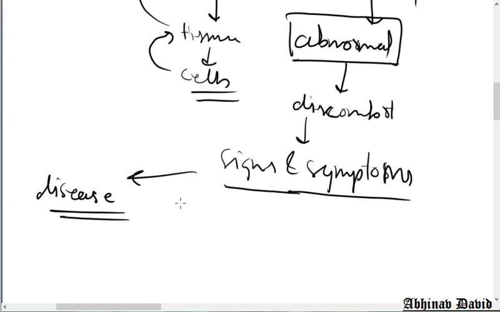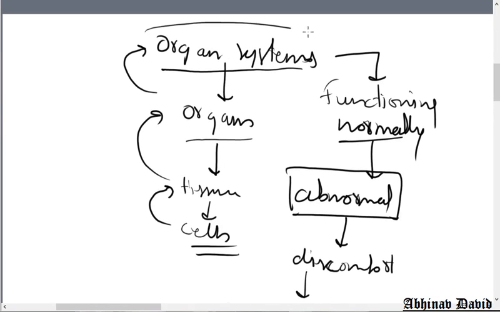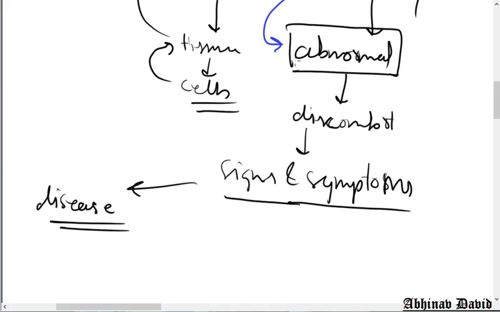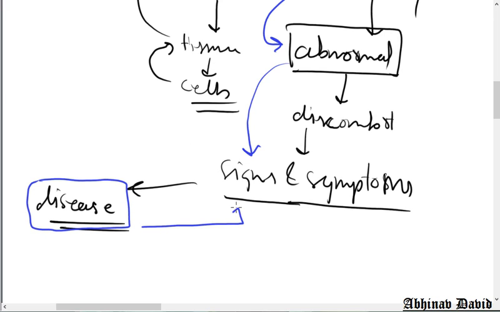Let me explain once more. We have different organs and organ systems in our body doing normal functioning, and when there is a problem the normal functioning becomes abnormal. Because of this abnormal functioning we have different signs and symptoms, like fever, headache, swelling, itching, a variety of symptoms depending upon the disease. So what is a disease basically? A disease is known by its signs and symptoms.